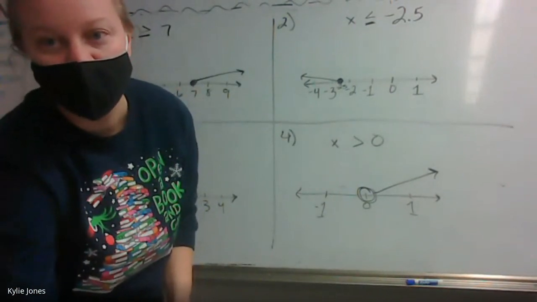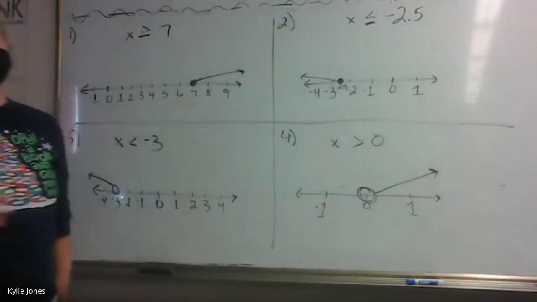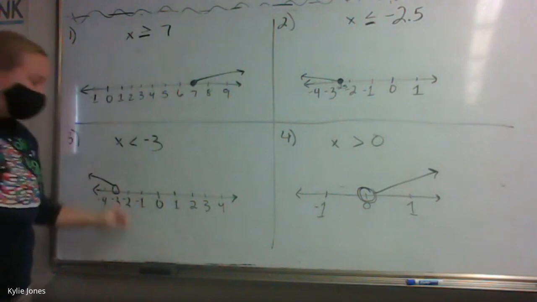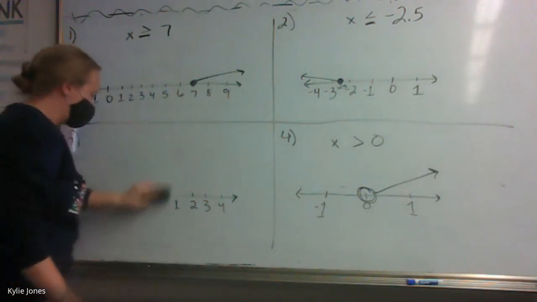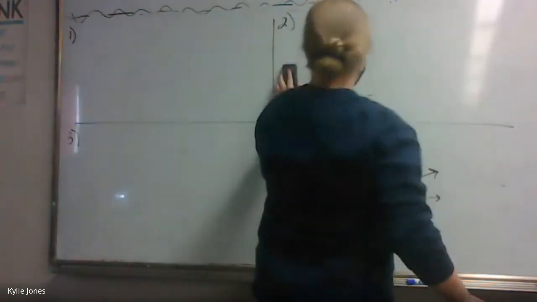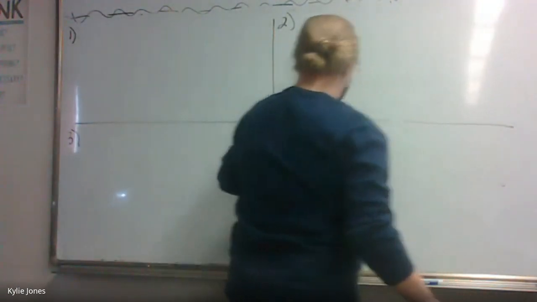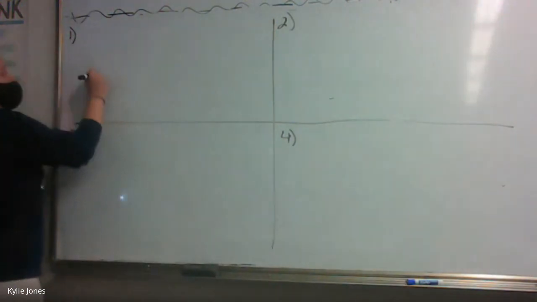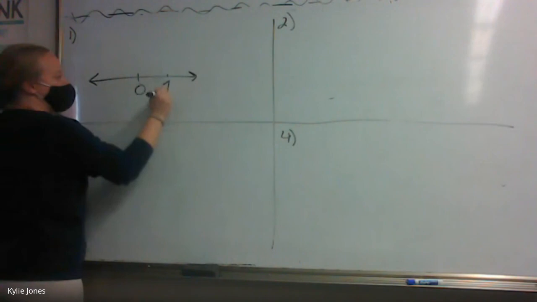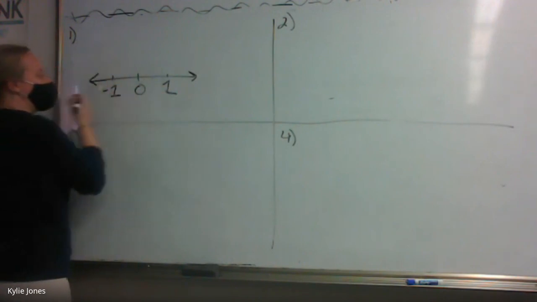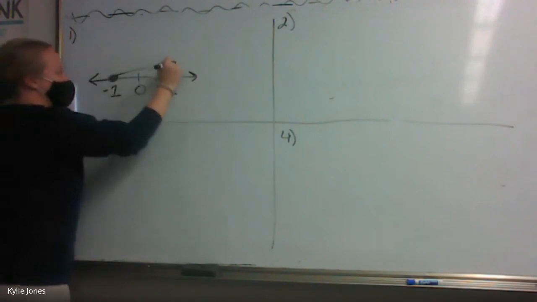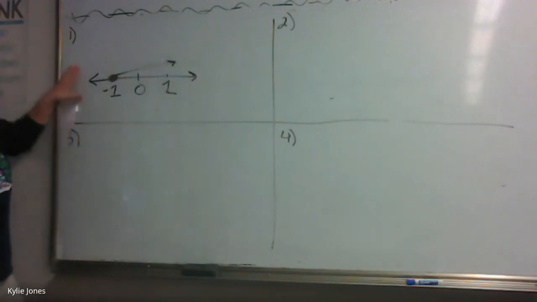Okay. We're going to switch gears a little bit. This time, I'm going to draw the graph, and you guys need to tell me what the inequality is that matches. We'll do one together, and then I'm going to let you guys do 3. So let's say I draw the graph that looks like this. 0, 1, negative 1. And I have a closed circle, and I point it to the right.